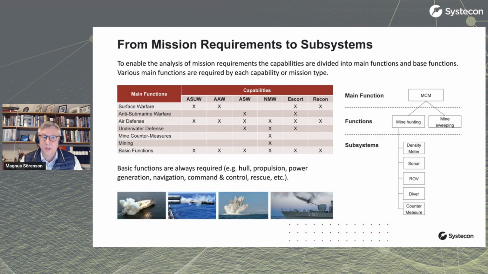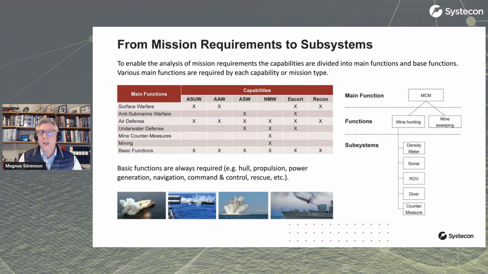And we divide the functions into main functions and basic functions. And the basic functions are always required. It's like the hull, your propulsion plant, power generation, navigation system, command and control, etc. Whereas one or two, three, four main functions may be required to fulfill each capability or mission type.